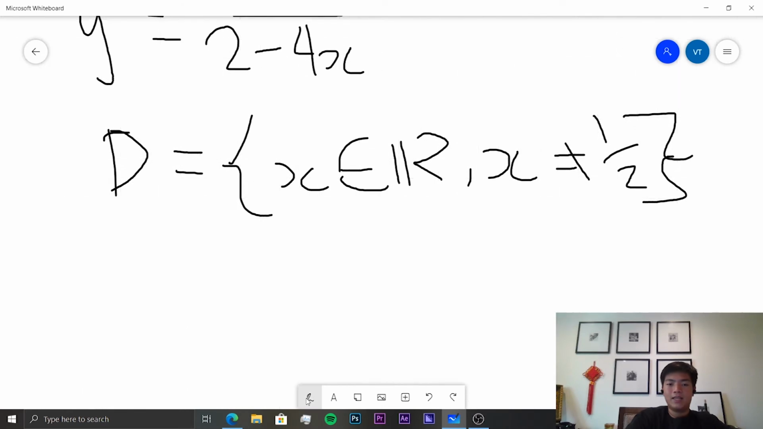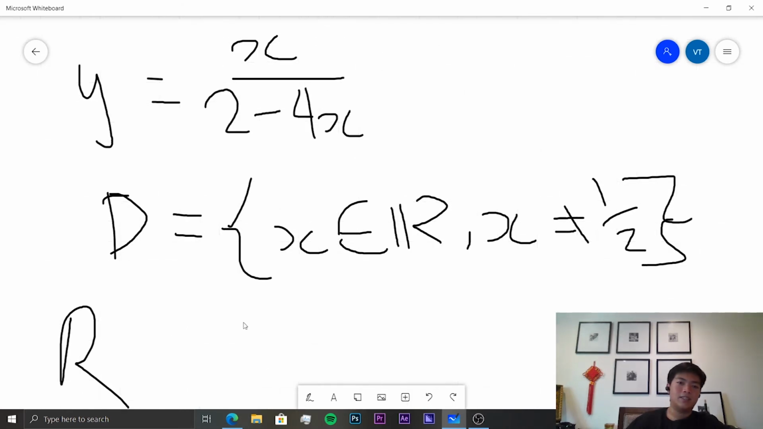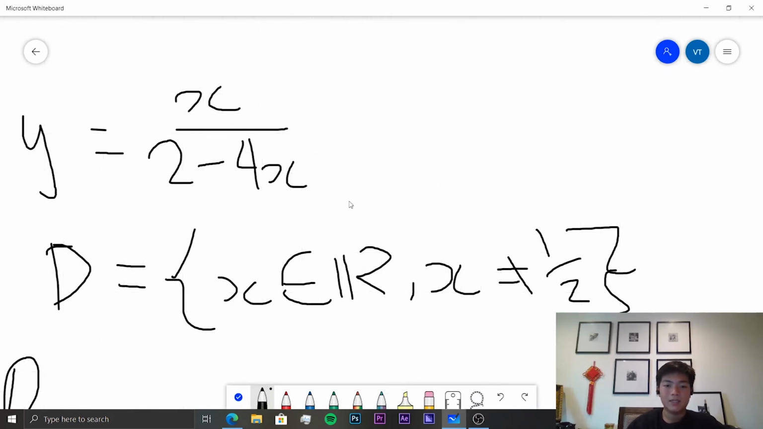And so to find asymptotes in the range of this function, we need to figure out, for what y values will it be impossible to find a value for x? We will do that by solving the function for x. We will do that by solving the function for x. So we need to rearrange this to solve for x.